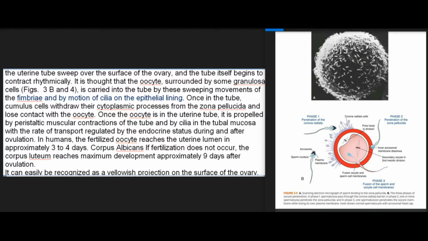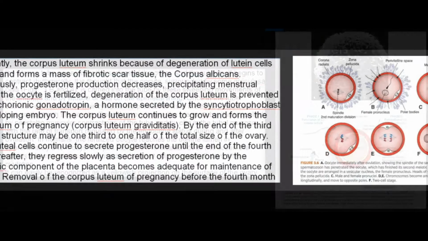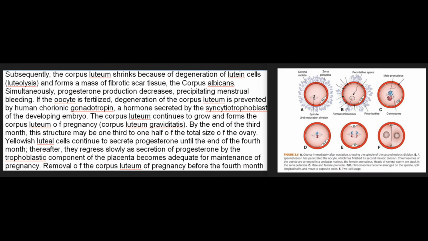It can easily be recognized as a yellowish projection on the surface of the ovary. Subsequently, the corpus luteum shrinks because of degeneration of lutein cells, luteolysis, and forms a mass of fibrotic scar tissue, the corpus albicans. Simultaneously, progesterone production decreases, precipitating menstrual bleeding.